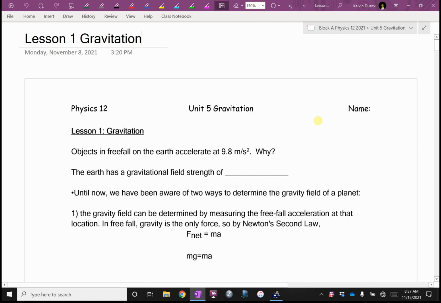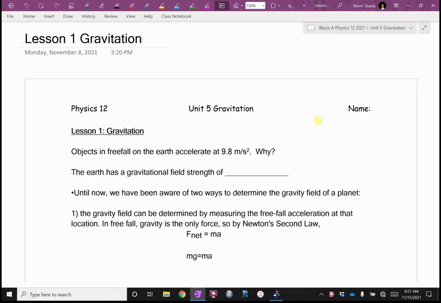So when we start looking at gravity, we're going to start, Alexis, with something you already know, but I'm going to try and phrase it differently or have you think about it differently. The first thing I said here is objects in free fall near the Earth accelerate at 9.8 meters per second squared. We're convinced of that. We did a little lab where we tried to measure it last year.